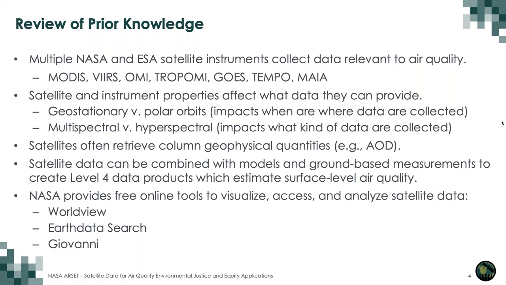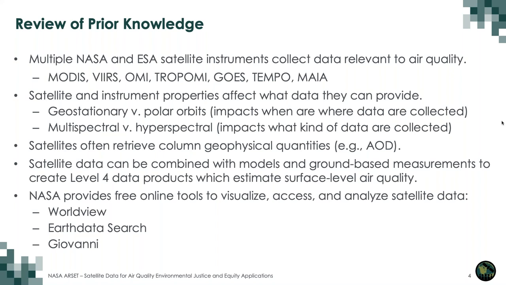Before we begin, let's review some of what we learned in session two. Last week, we learned about some of the many NASA and European Space Agency missions, satellites, and instruments, which collect data relevant for air quality. These include polar orbiting instruments like MODIS, VIIRS, OMI, and TROPOMI, geostationary missions like GOES and the recently launched TEMPO, and upcoming missions like MAIA, which will be NASA's first explicitly health-focused mission. The different properties of satellites and their instruments affect what kinds of data they collect. For example, polar orbiting satellites can collect data around the world, but only have about one opportunity per day to observe a given location. In contrast, geostationary orbiting satellites can observe at multiple times of the day, but they view a single hemisphere or part of a hemisphere.